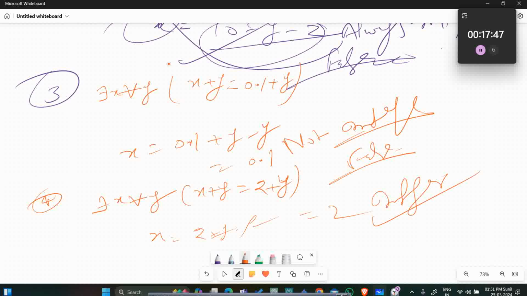Negating quantifiers. So what are negating quantifiers? Let's see.